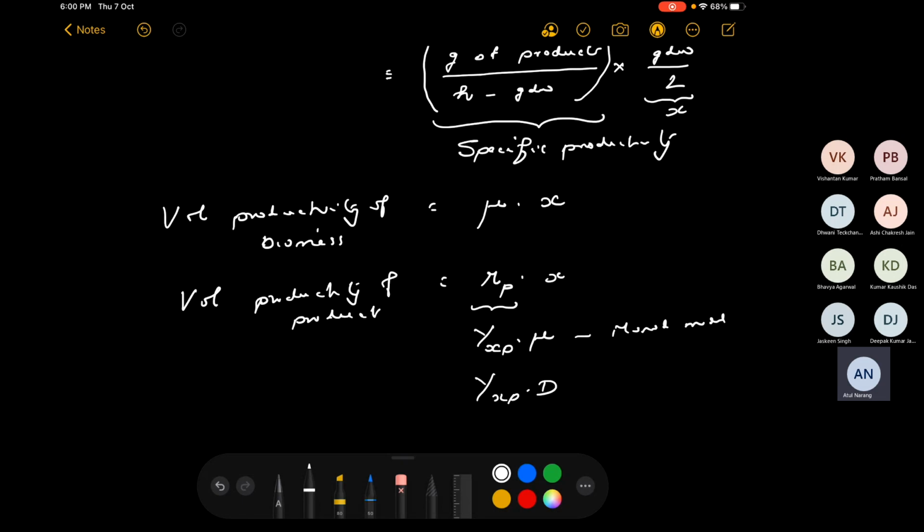If you had the Luedeking-Piret model, it would be YXP times mu plus beta. If you had only growth-independent product formation, it would be only beta. What RP is depends upon the assumptions you make, and what mu is depends upon the reactor you have. You put mu equal to D if you have a chemostat. But if you had a batch reactor, you're not going to put it equal to D, right? It's completely meaningless. Is that clear now? Yes, sir, it's clear now.